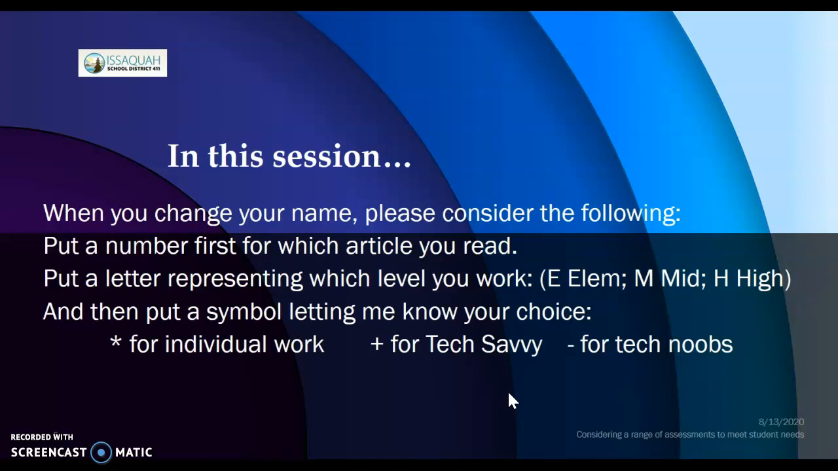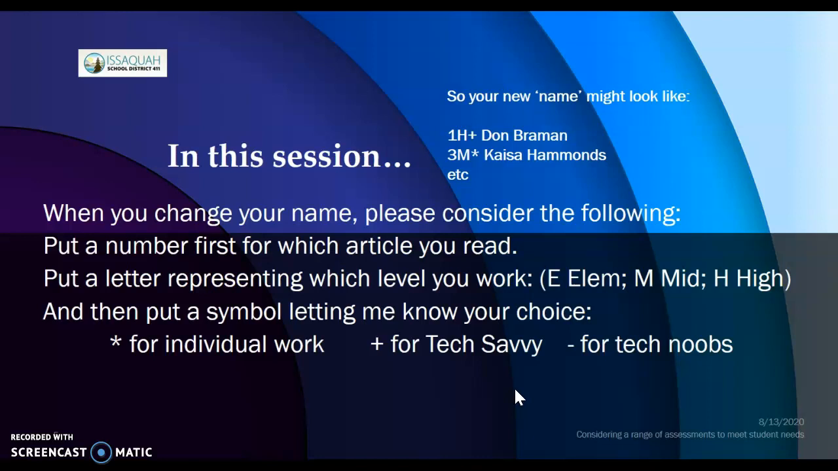I'll sort you into groups based on your article and the level you've read. So when you're done with that, it should look something like this. If I've read article 1, I used to teach the high school level, so I'd put 1H and then a plus sign because I'm going to go for it. And if Kaisa was just not feeling it today and read article 3, she'd put 3M and then just an asterisk, okay?